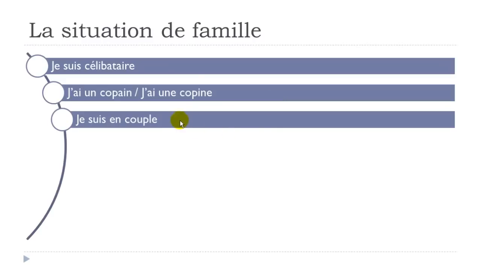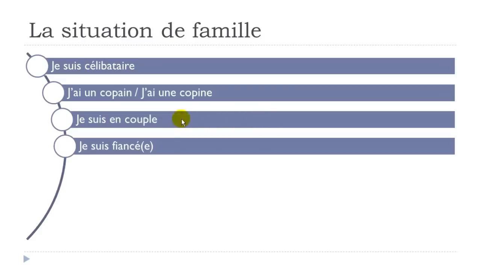Okay? If you're in a couple, en couple, je suis en couple. Here you want to indicate that you are living with someone, but you're not married. You can make the liaison here. Je suis en couple. And then, fiancé, engaged. Here you've got the masculine form. I've been putting here the feminine form.